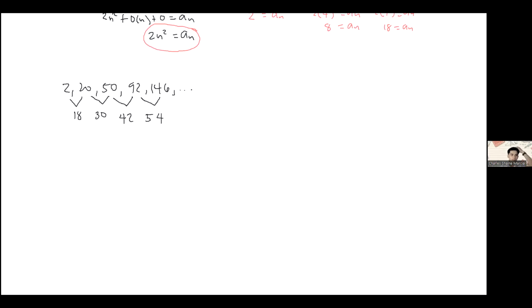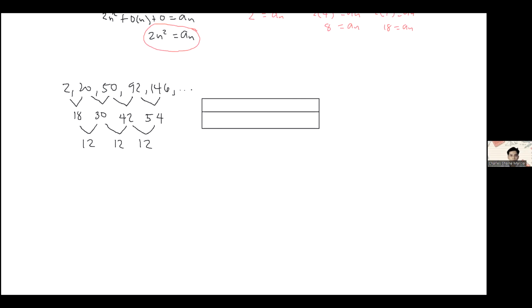Alright. So, since hindi sila magkakaparehas ng difference, hanapin ulit natin yung difference nila. So, 30 minus 18 is equal to 12. 42 minus 30 is equal to 12. And 54 minus 42 is equal to 12. So, let's create a table here. Ayan, gawa muna tayo ng table para mas makita natin yung mga values ng term position and ng A sub n.